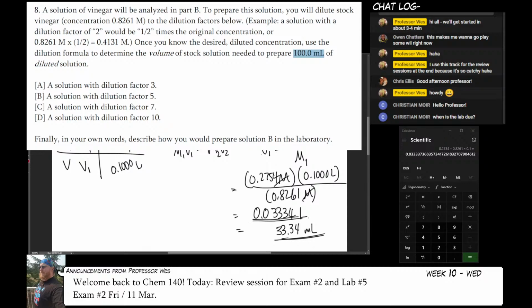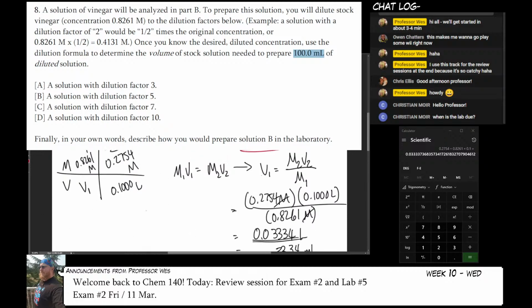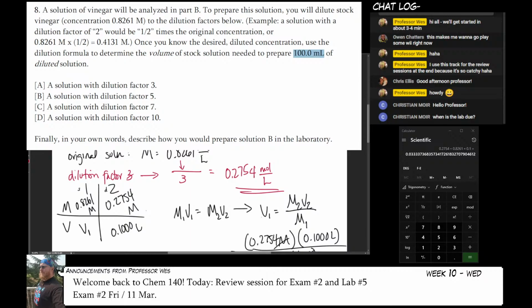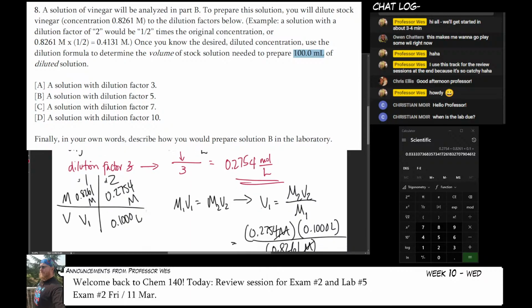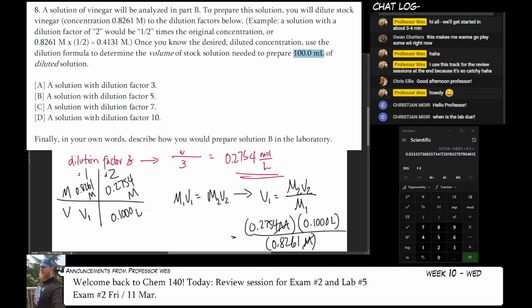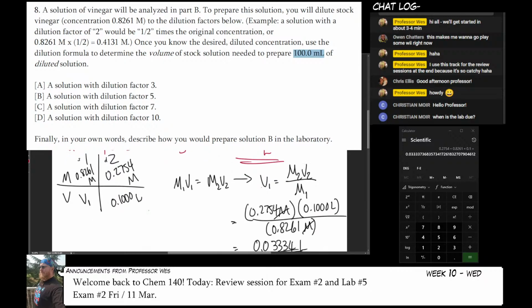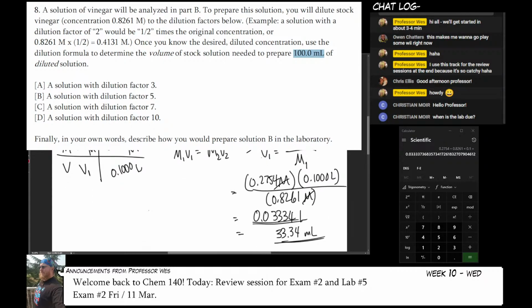So for a dilution factor 3 solution, what we ended up doing was we calculated the new expected molarity. So this would be the dilute molarity in red there, or pink. And then we solved the dilution equation to figure out what volume of stock solution we need to prep the solution. So to make the dilution factor 3 solution, you would add 33.34 milliliters of stock solution.